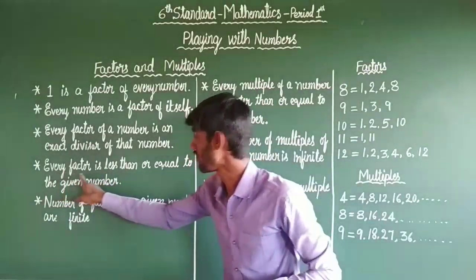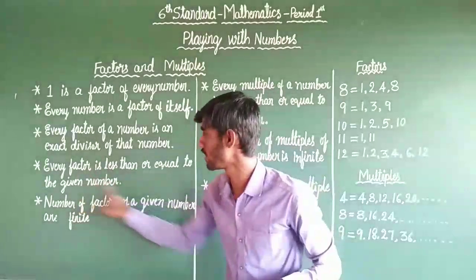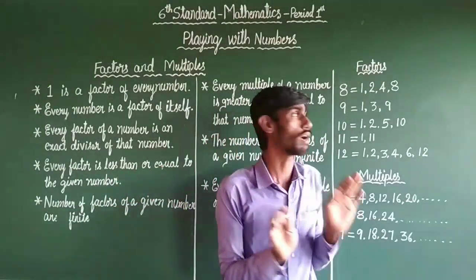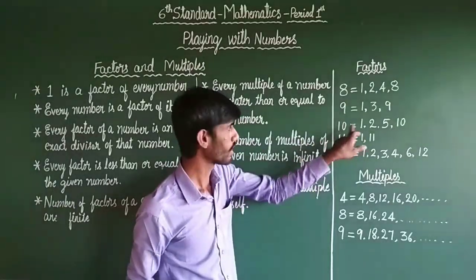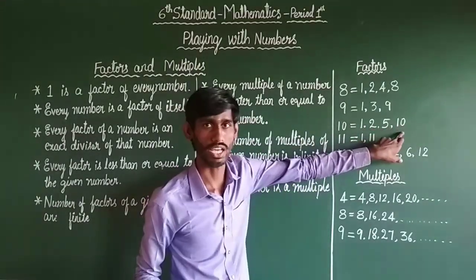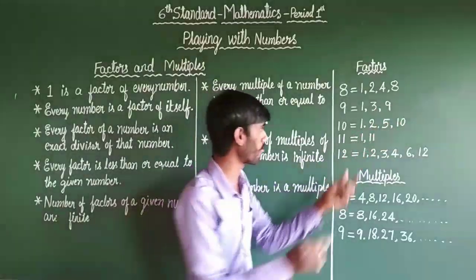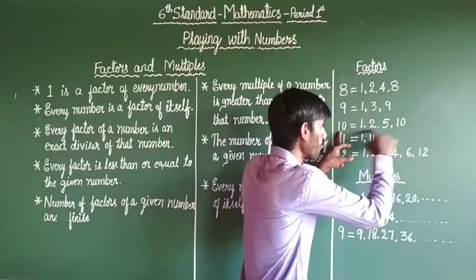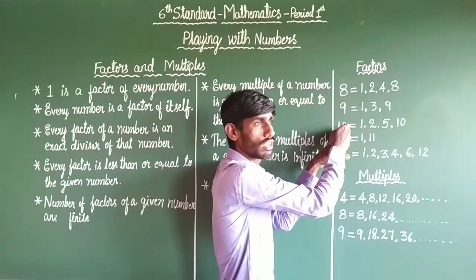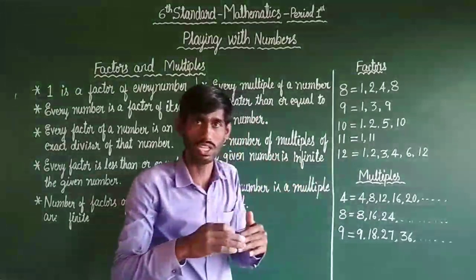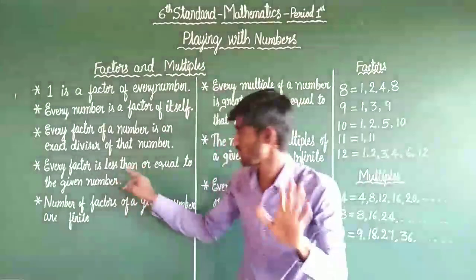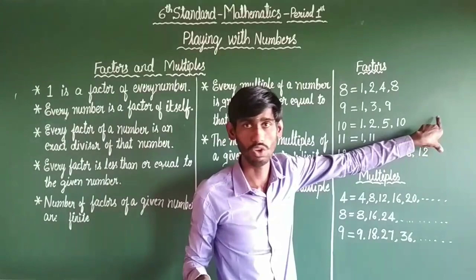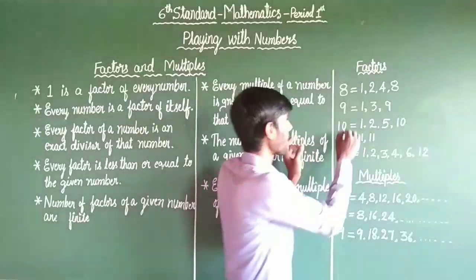Observe here. Every factor is less than or equal to the given number. Observe here, the factors of 10 are 1, 2, 5, 10. The given number is 10. The factors are not greater than the given number. Are you clear? It is equal to the given number or less than the given number. That is the important thing. Less than or equal to. Not 11, not 12, not 100.